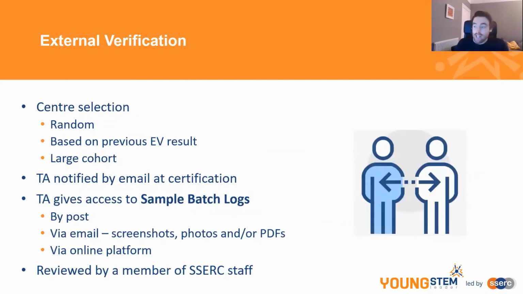We select centres usually at random. Because it's a new award, we are aiming to externally verify quite a large number of centres, but usually they're selected at random. You might also be selected based on a previous external verification result. For example, if last year you had a not accepted external verification result, we would come back to you a second year. Or if you have a particularly large or new cohort, for example, if you have 200 young STEM leaders, it's very likely that you will be selected for external verification, which I'm sure won't come as a surprise.